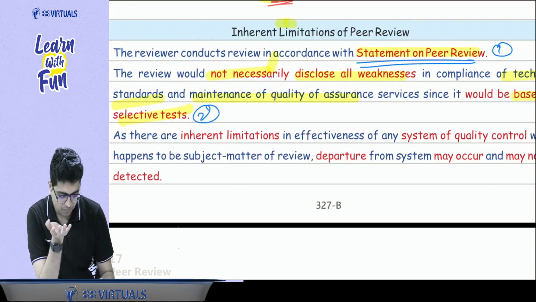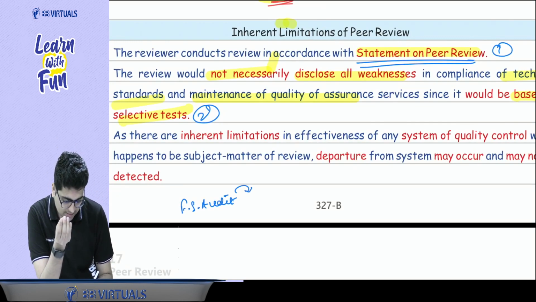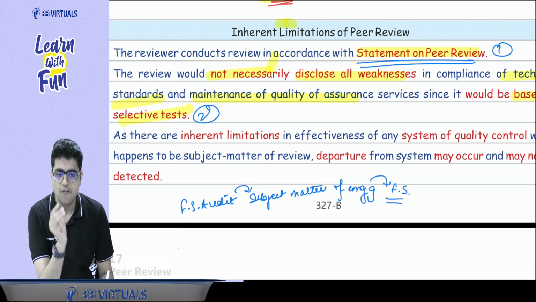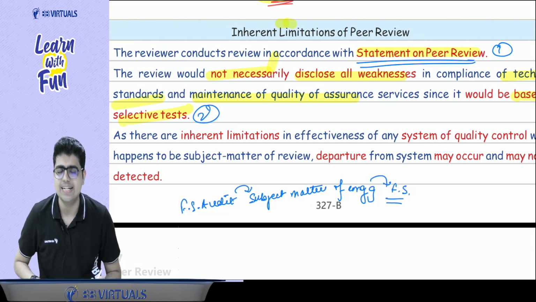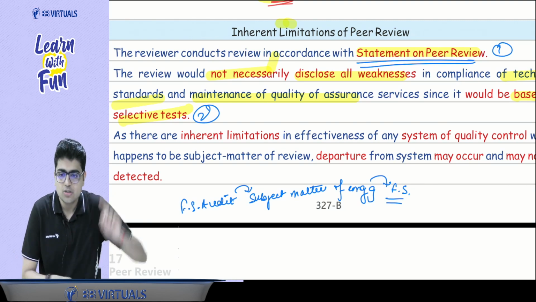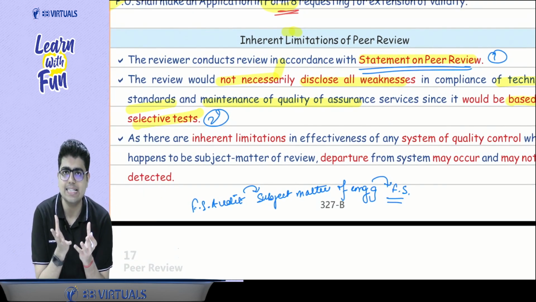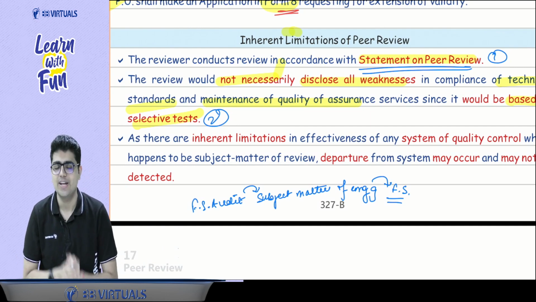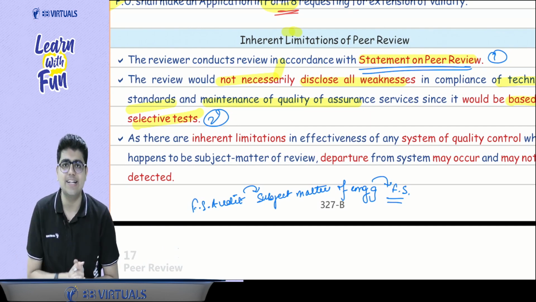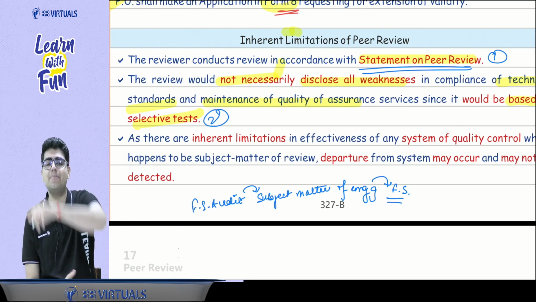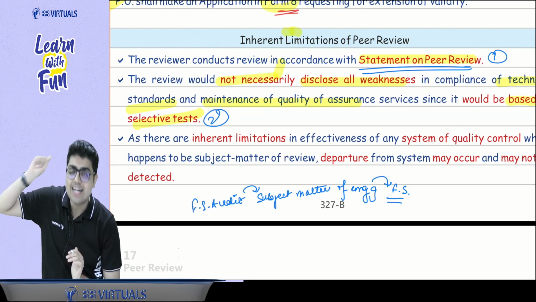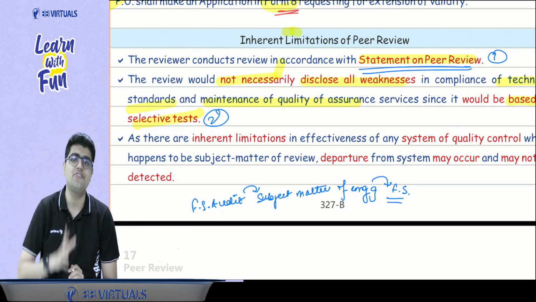For example, in case of a financial statement audit, what is the subject matter of engagement? Sir, it is the financial statement. Whatever is getting evaluated, whatever is getting tested is the subject matter of engagement. So in case of a peer review, what is getting tested? Sir, systems of quality control. And systems of quality control are just like internal controls. And you must be remembering from your CA inter days, there are inherent limitations of internal control.